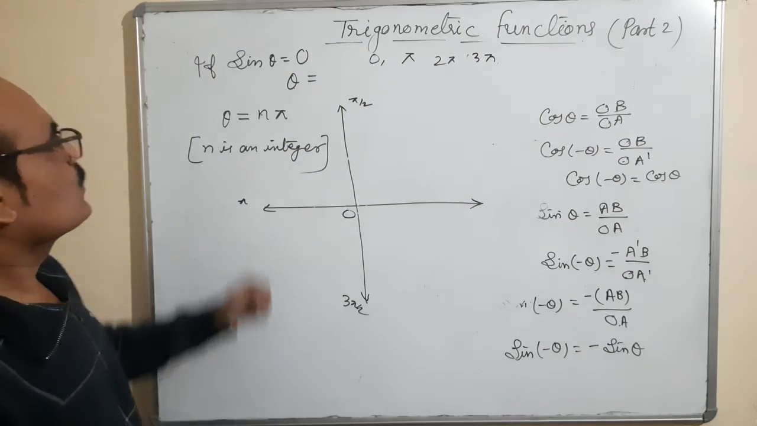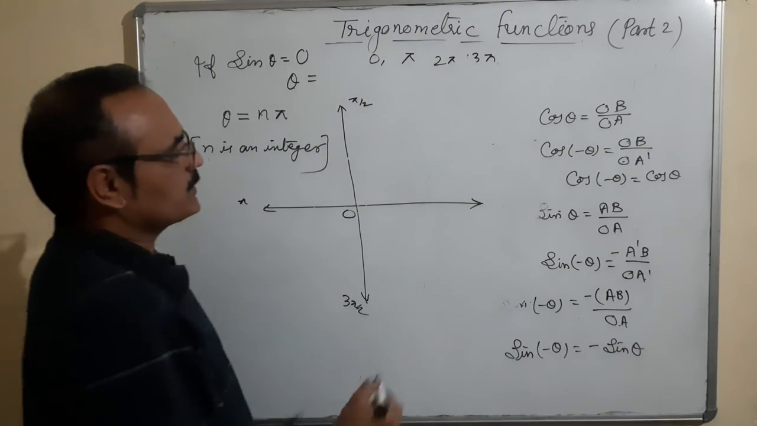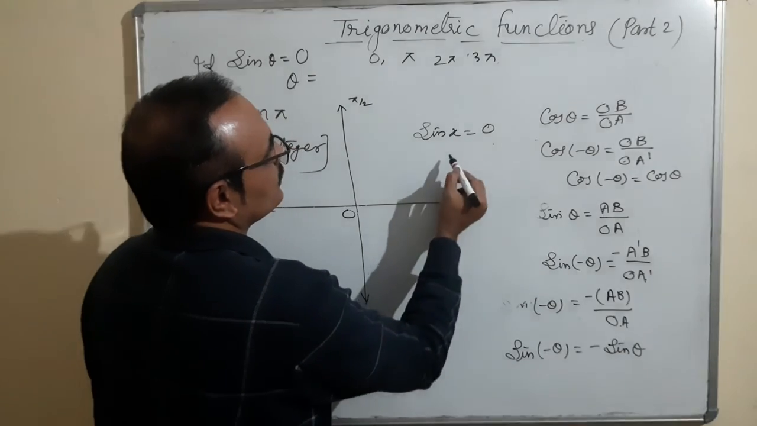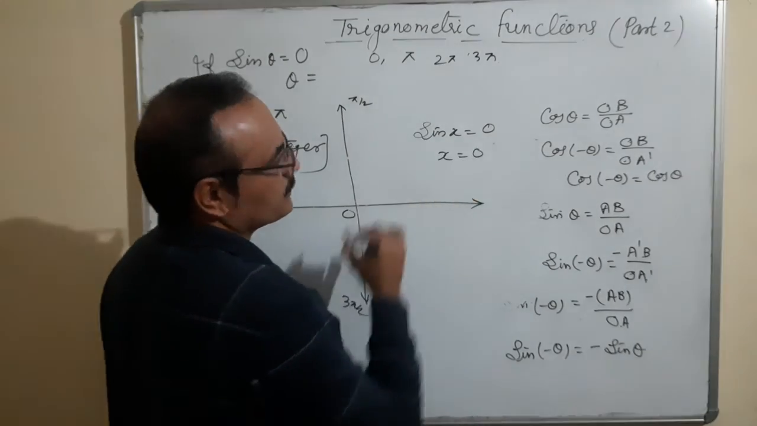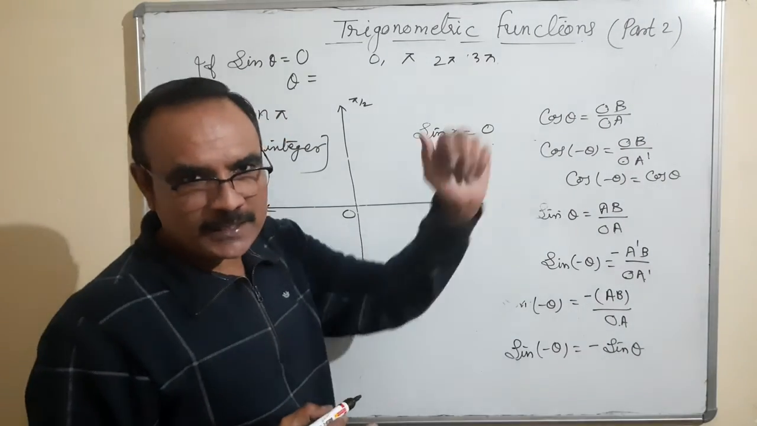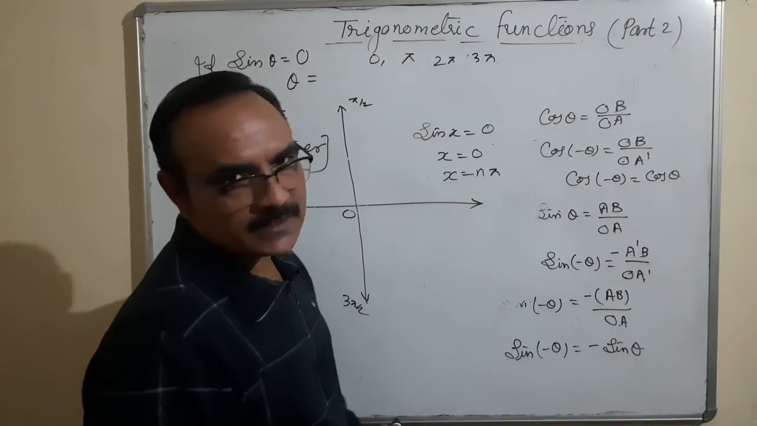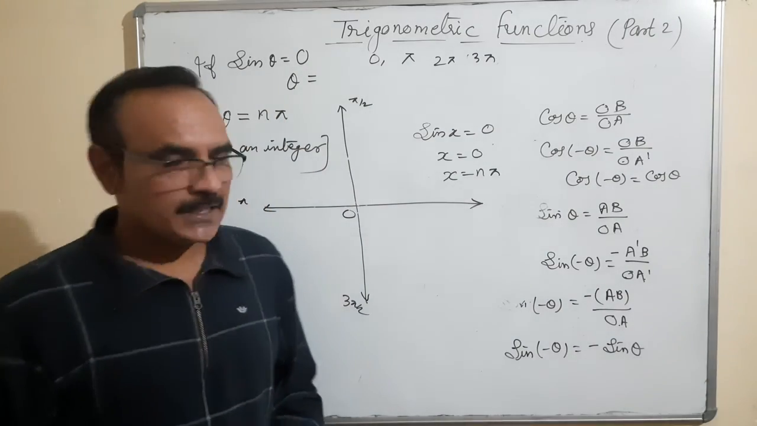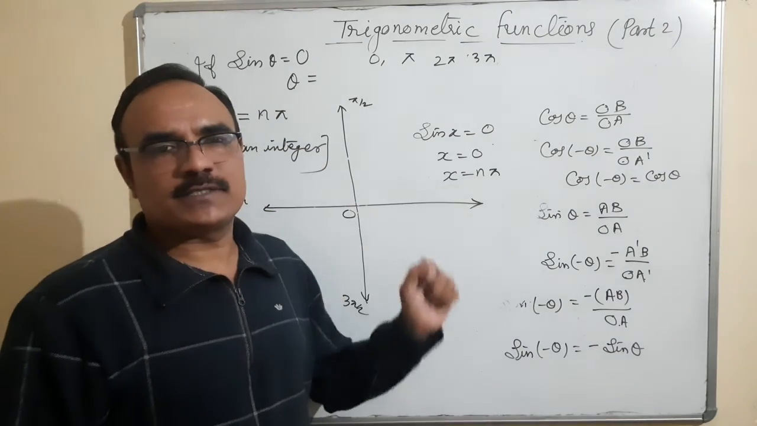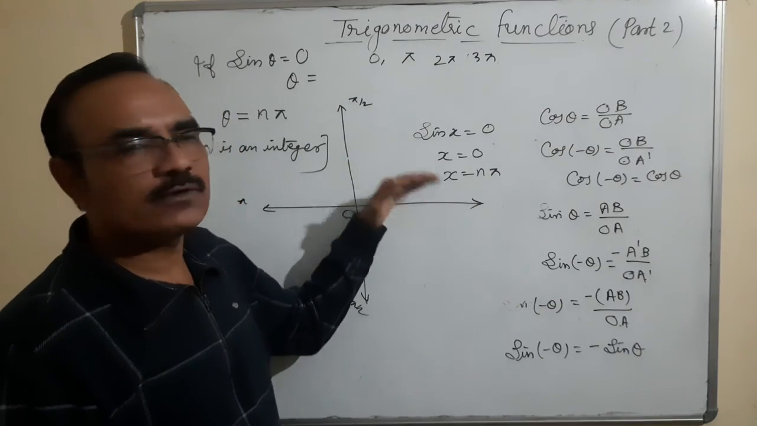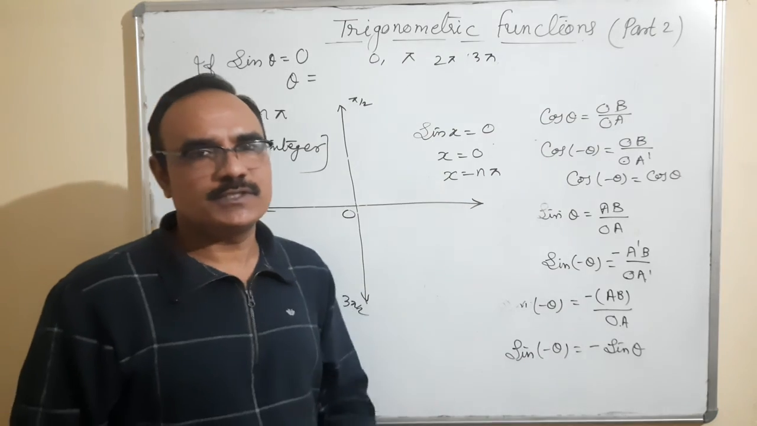Okay, so what does it mean? If it is given that sine x is equal to 0, you don't write only that x is equal to 0. There are infinite values. You will write here x is equal to n pi, where n is an integer. Because here we are dealing in all four quadrants, not in a single quadrant. In a single quadrant, sine x is equal to 0 means x is equal to 0.